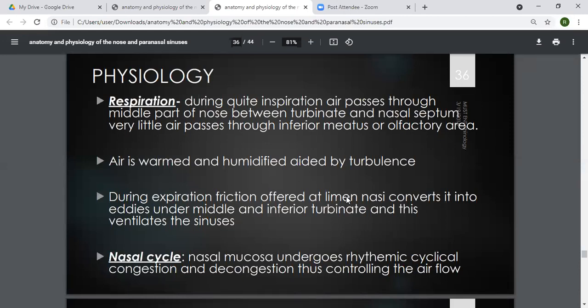There's what we call the nasal cycle. This is where the nasal mucosa undergoes a rhythmic cyclical congestion and decongestion. This controls the airflow into the nasal cavity.